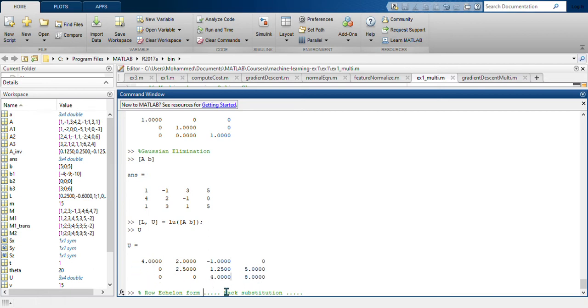So that means the rank of this matrix is 3. It has 3 rows which are non-zero rows. So the rank is 3, and we have 3 variables. So we are able to solve it and get the answer.